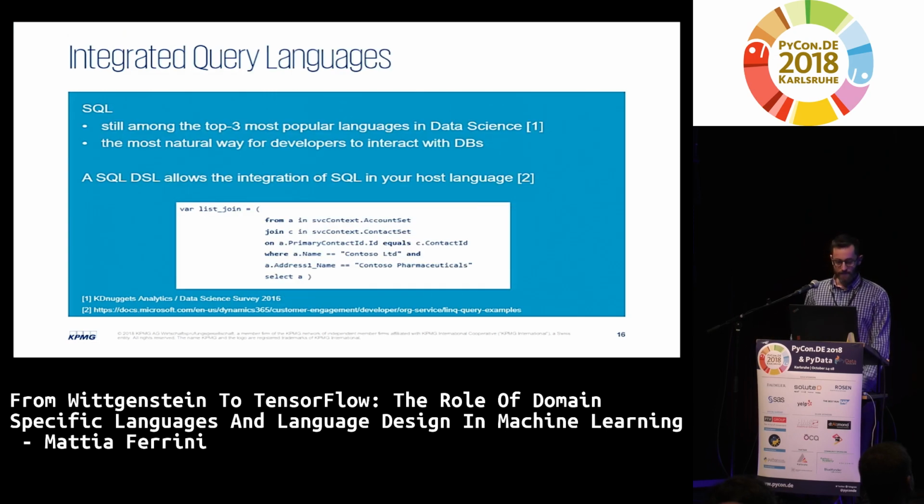We also have integrated query languages. Now, this is a hot topic, but my take on this is that SQL is still among the top 3 most popular languages in data science, at least according to KDnuggets. And it's perhaps the most natural way for developers to interact with relational databases. They are built around SQL, and SQL is the native language there. So a domain-specific language for SQL allows the integration of SQL in your host language.